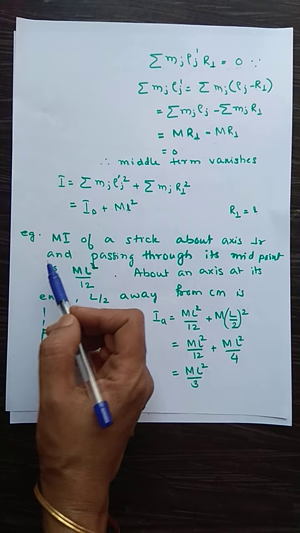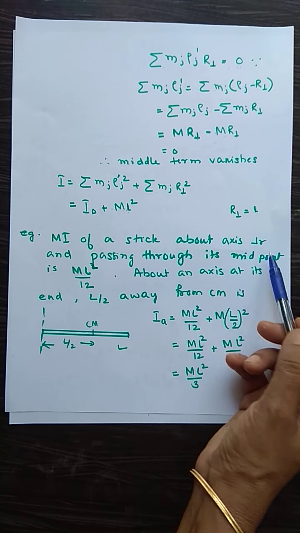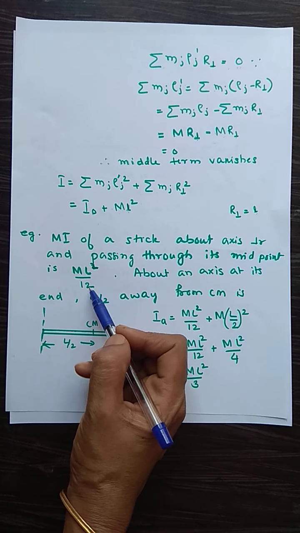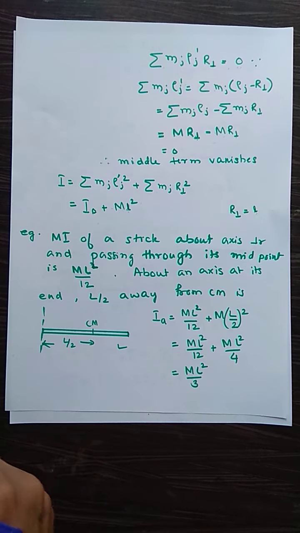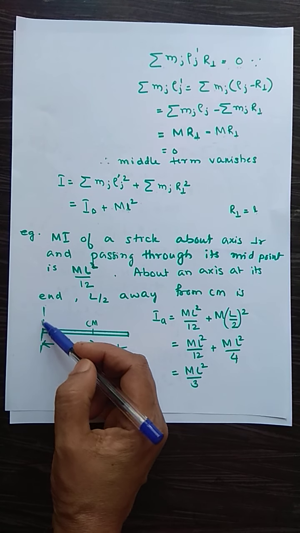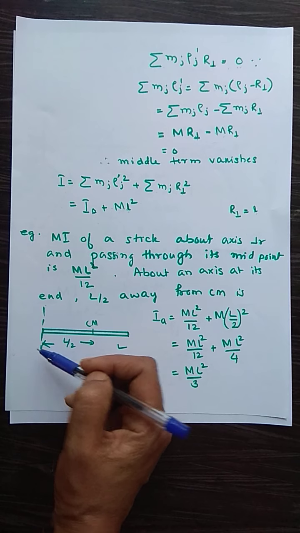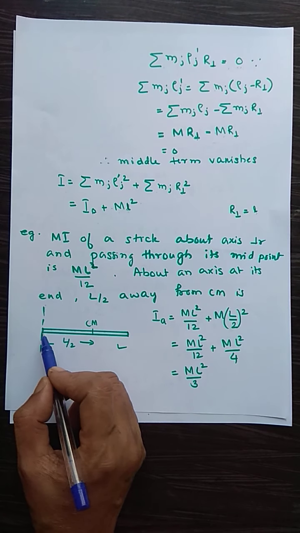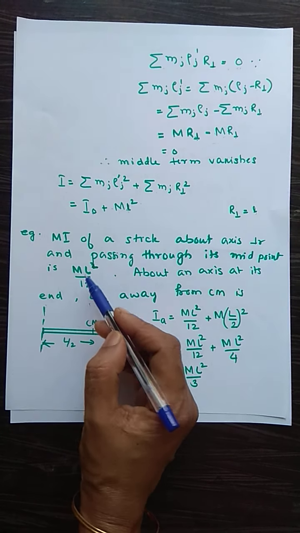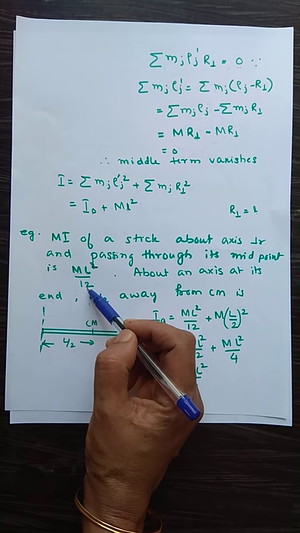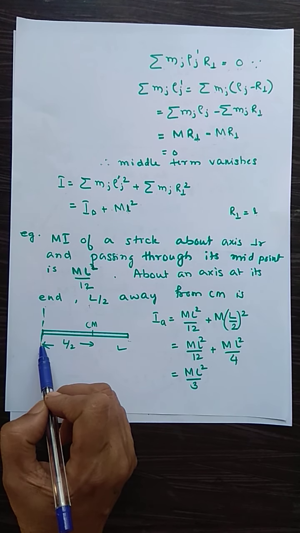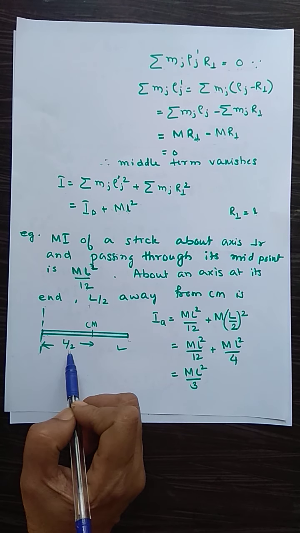Now we can look at an example. The moment of inertia of a stick about an axis perpendicular and passing through its midpoint is ml square by 12. We have proved that in the previous case. Now we have to find out the moment of inertia about an axis at its end, and the total length is L. If the axis is about the center of mass, the moment of inertia is ml square by 12. Now the axis is here. The distance of this axis from the center of mass is half the length, that is L by 2.